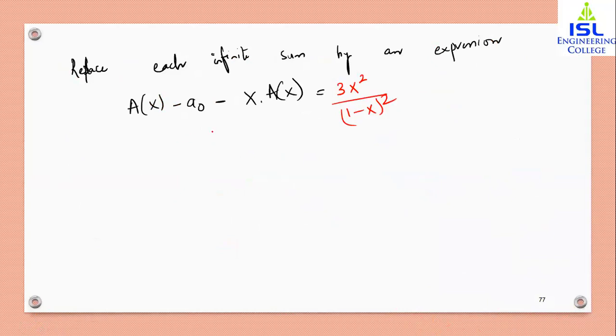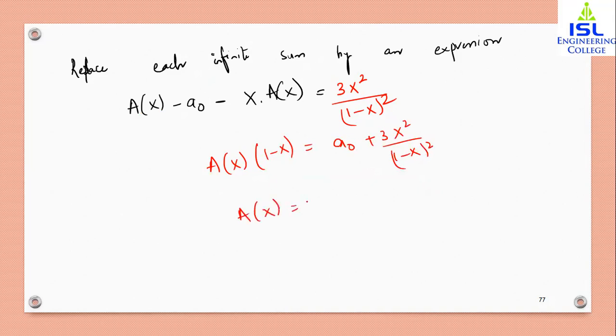Now after that, what should we do? We have to take A of x on the left side and move all the other terms to the right hand side. So A of x can be taken common: A of x into (1 minus x) is equal to a_0 plus 3x square by (1 minus x) whole square. After that, A of x can be written as a_0 by (1 minus x) plus 3x square by (1 minus x) whole cube.